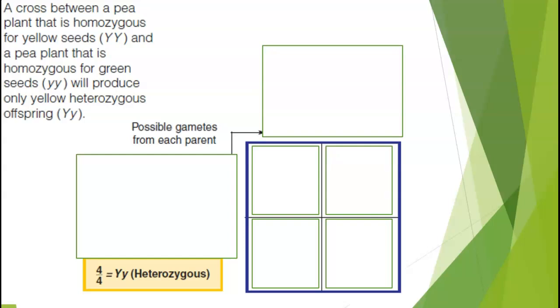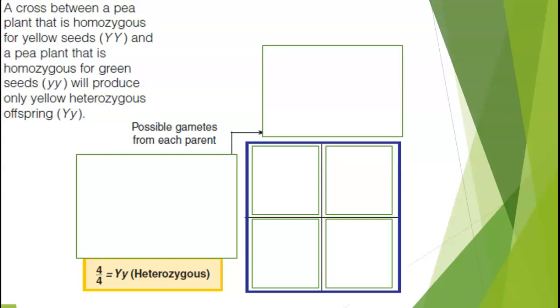This next problem helps us look at how you get hybrids in the first place. And this is the beginning of what we consider a monohybrid cross. A cross between a pea plant that is homozygous for yellow peas, which is capital Y, and a pea plant that is homozygous for green seeds, lowercase y, will produce only yellow heterozygous offspring. Whenever you're using these particular genotypes, you have to be careful because the capital Y's and lowercase y's can look very similar when you're writing them out.